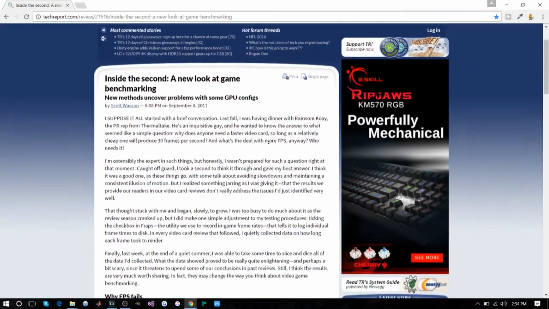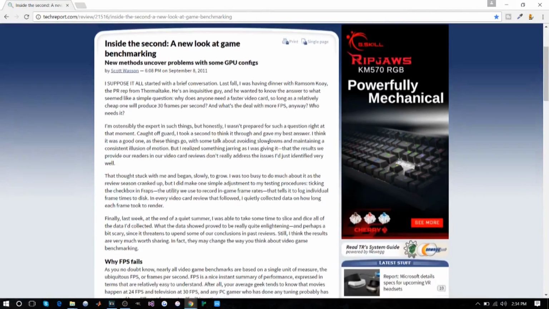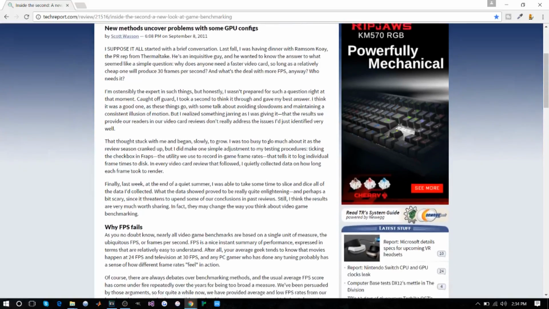The best way, and I say best because it is the most realistic out of all the ones that I've researched, is to evaluate the frame times. Now, I won't get too much into it because Tech Report has a nicely written article about it, and Gamers Nexus also talks about it pretty well.